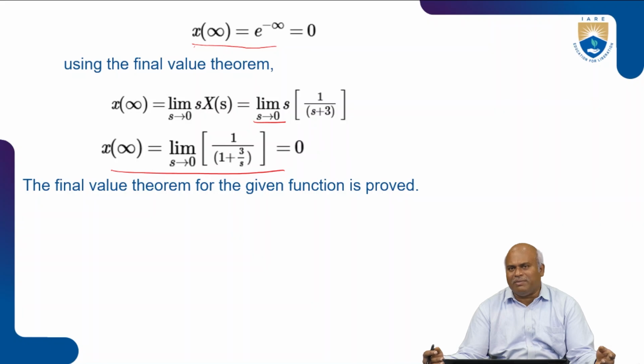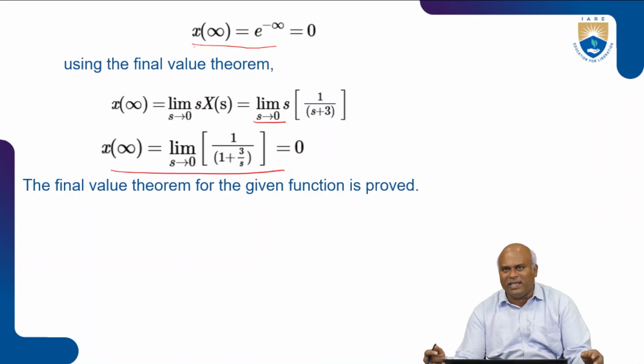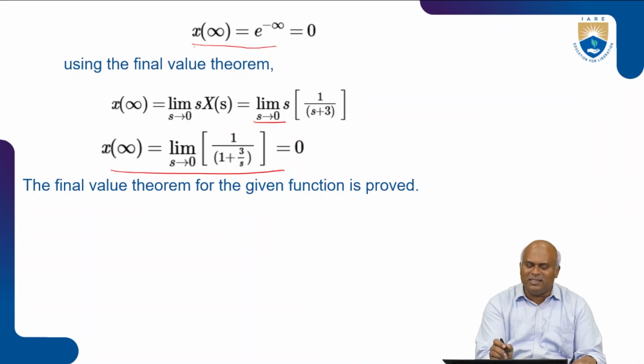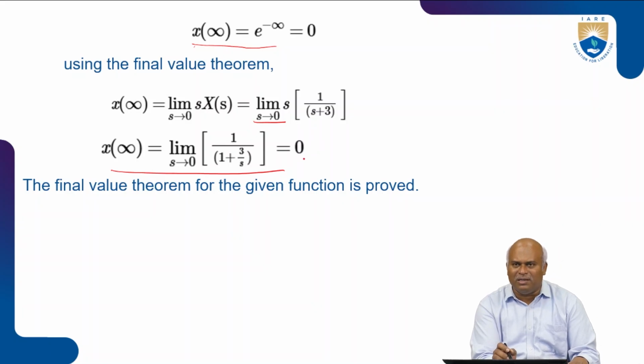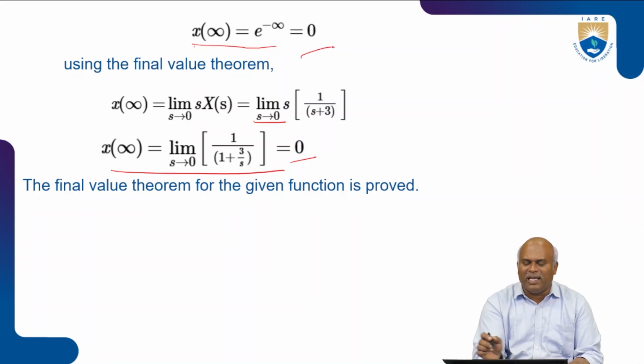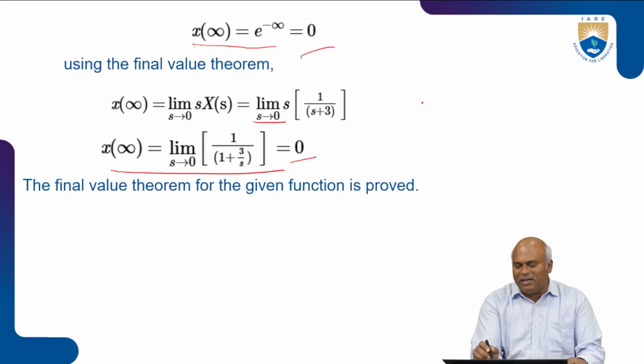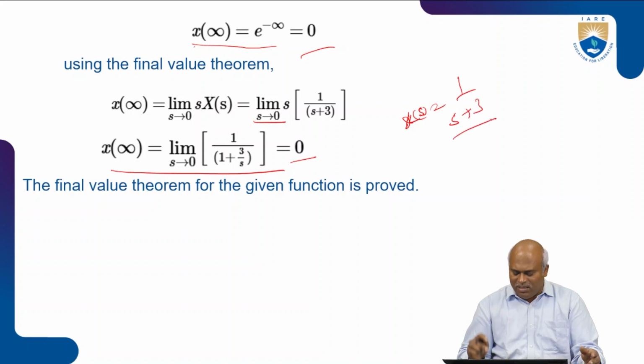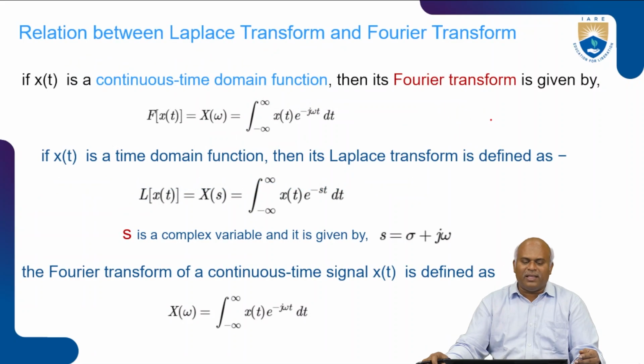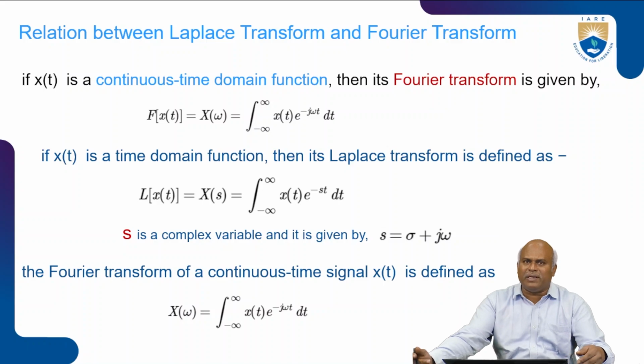We take some example. For that example, both cases are similar; we proved the final as well as the initial value theorem together. Both examples are taken for the same X of s representation, that is equal to 1 by s plus 3. So next we go for the relationship between Laplace transform and Fourier transform.